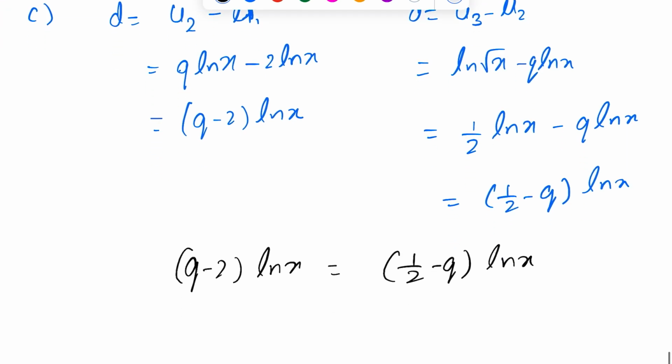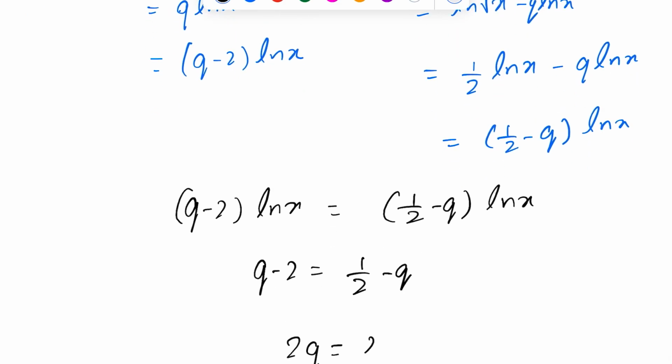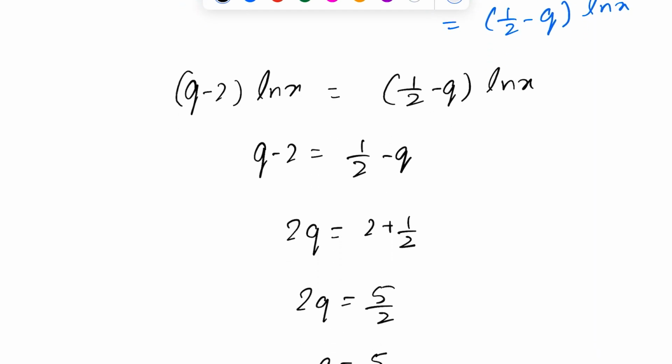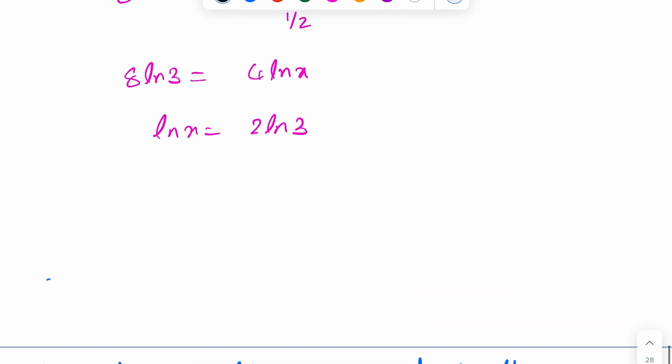So ln x cancels. q minus 2 equals 1 upon 2 minus q. So 2q equals 2 plus 1 upon 2. 2q equals 5 upon 2. q equals 5 upon 4. So we have proved that q equals 5 upon 4.